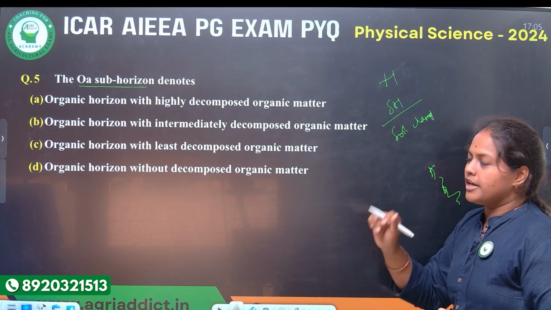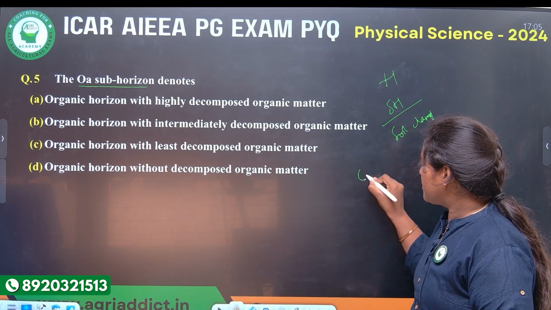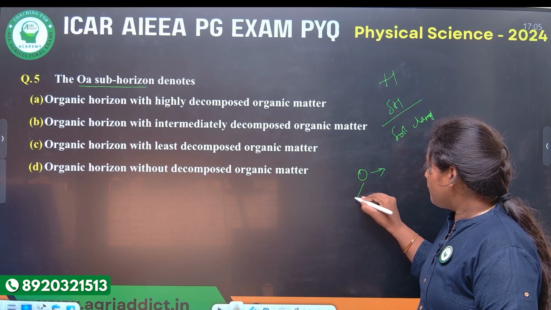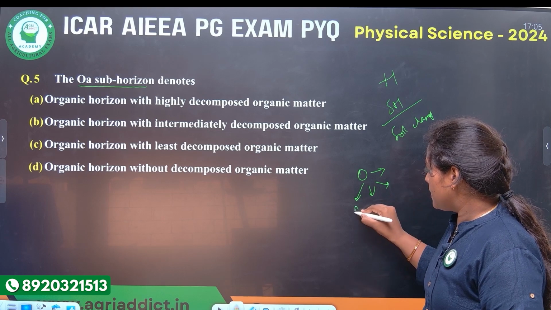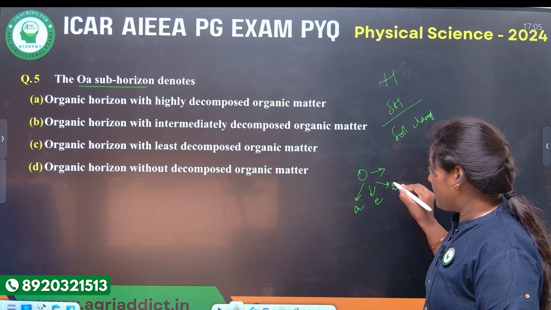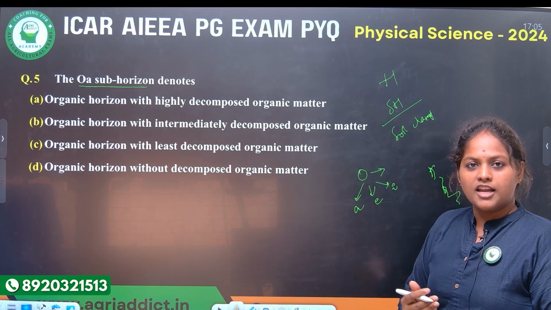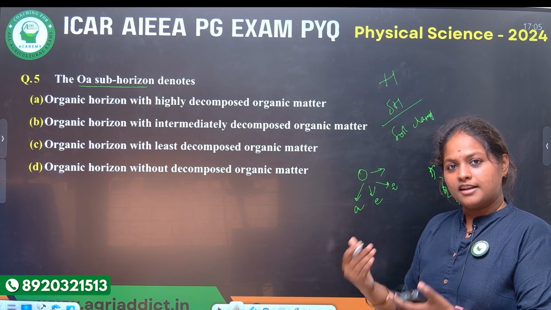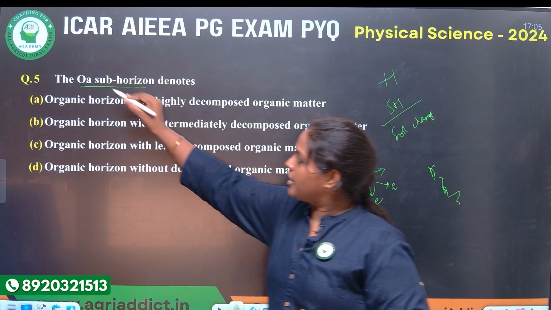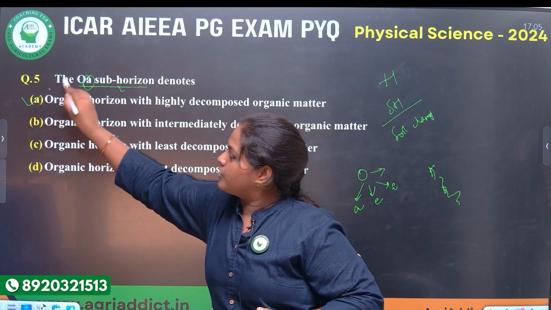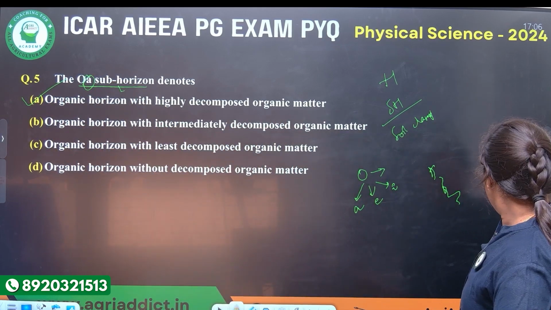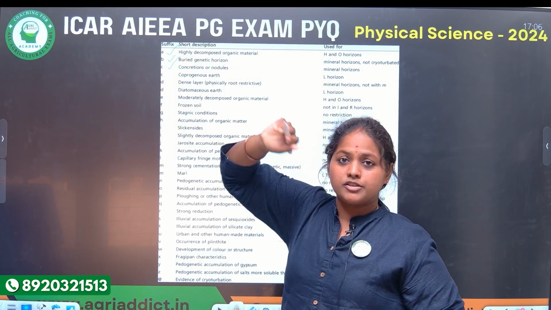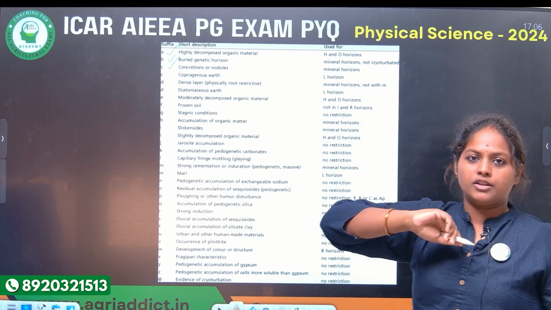Right? OA subhorizon. Here O is the master horizon, that is meant for organic matter. Again we have subhorizons in it, that is A, E, I, which are meant for highly decomposed organic matter, moderately decomposed organic matter and lightly decomposed organic matter. Here OA indicates it is highly decomposed organic matter, and here are the other denotations of various variables and subhorizons which you should read before going to the examination.